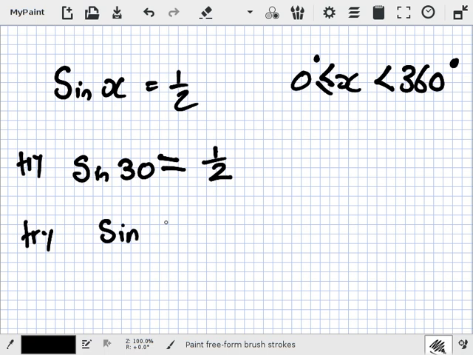So, see what happens if you type this in. Sine 150. Also a half. So, there's only the two, I think. My point here is that the calculator only gives you one answer, but there's actually more than one. There's two answers here.